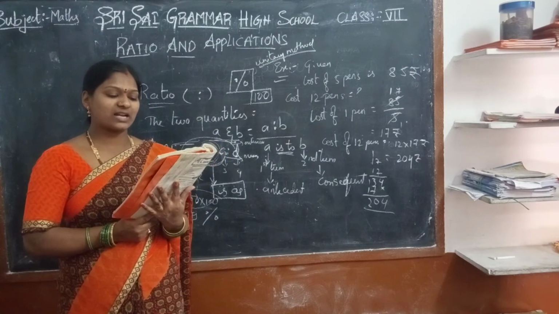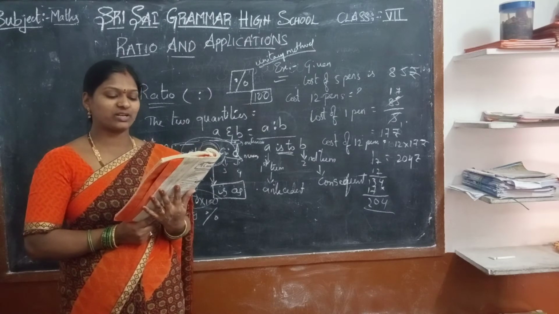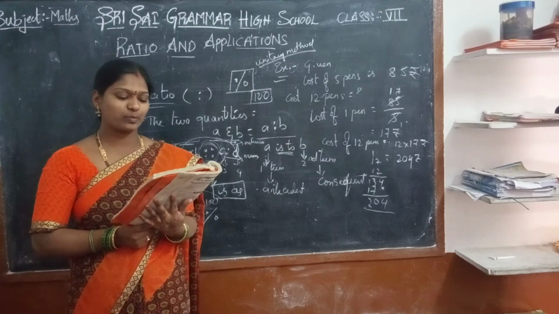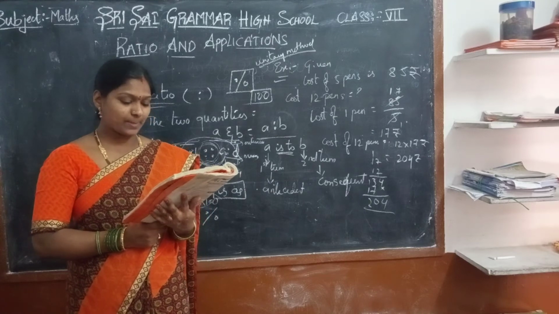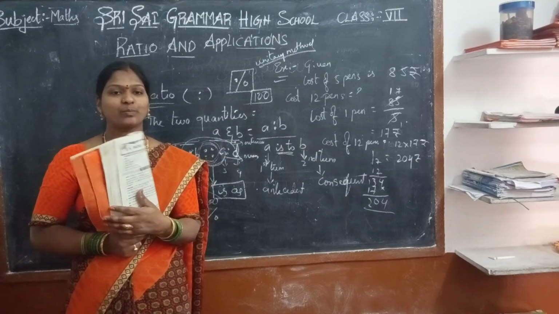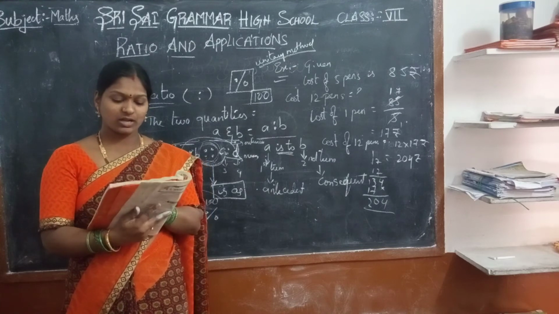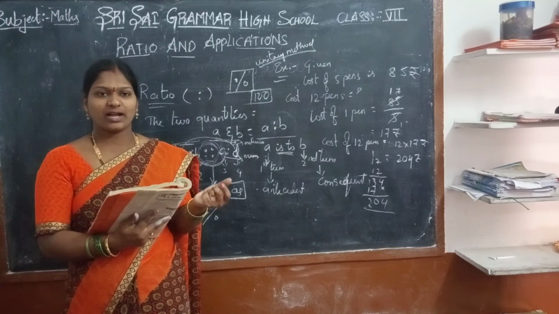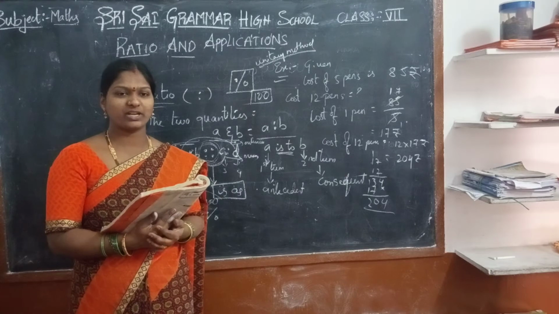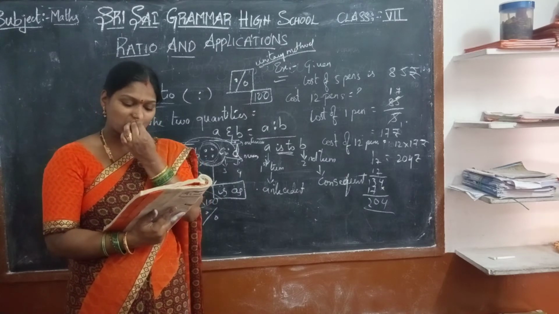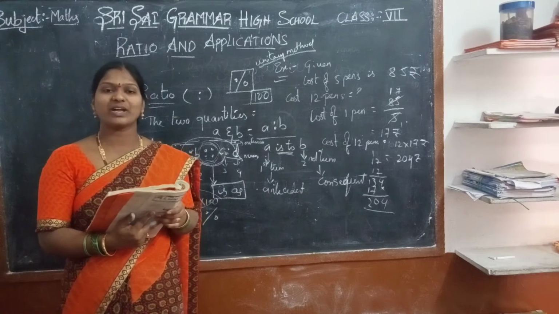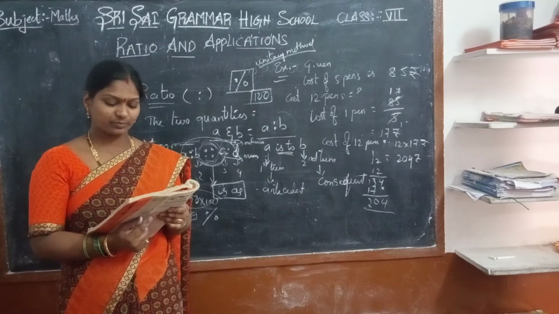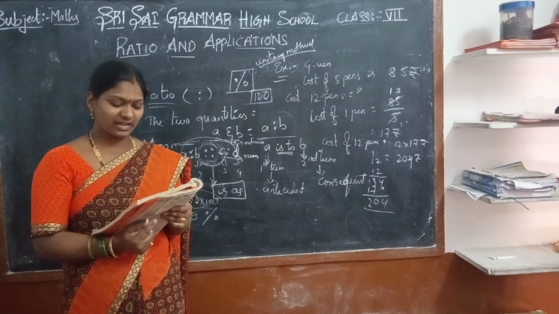A man purchased an article for rupees 80 and sells it for rupees 100. Find its gain percent. Cost price is 80. Selling price is 100. Everything is given for the article, and we are going to see how much percentage he gains at last. Cost price is rupees 80, selling price is rupees 100, gain is 20.